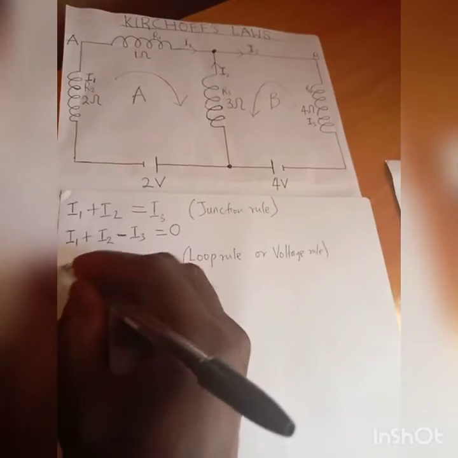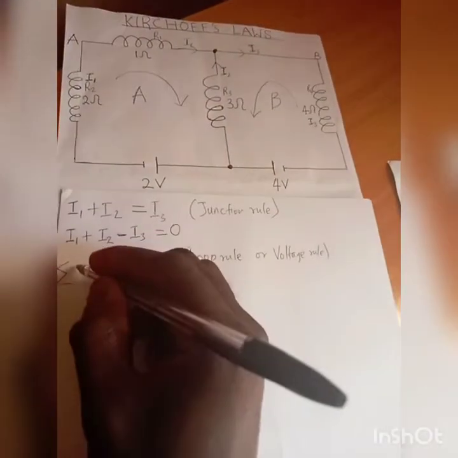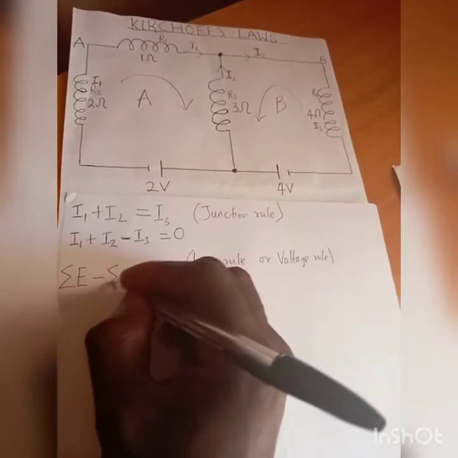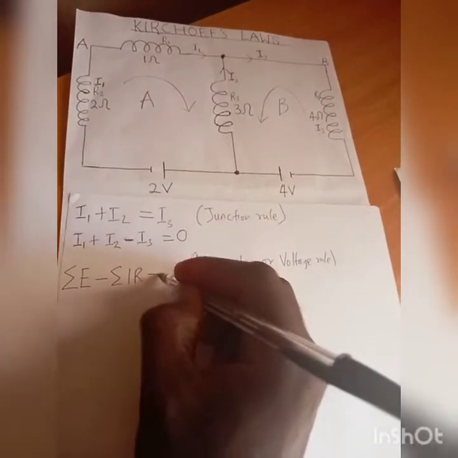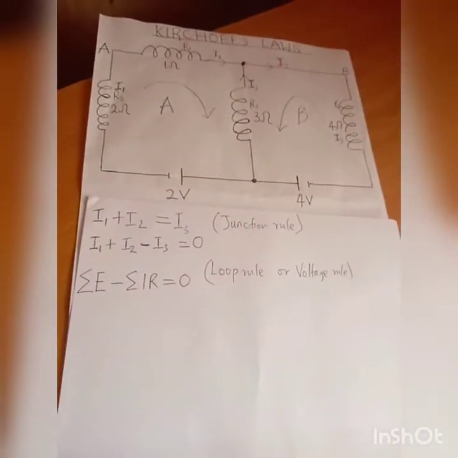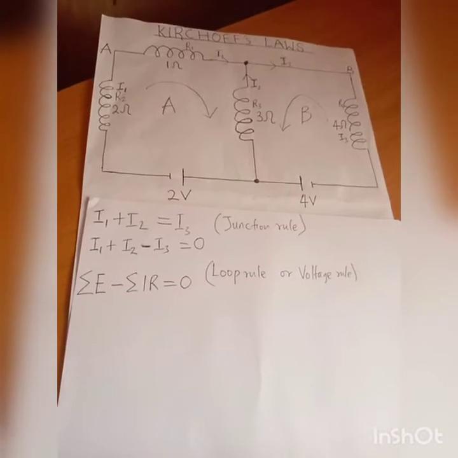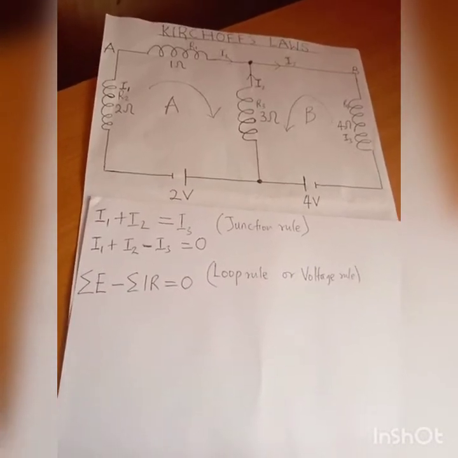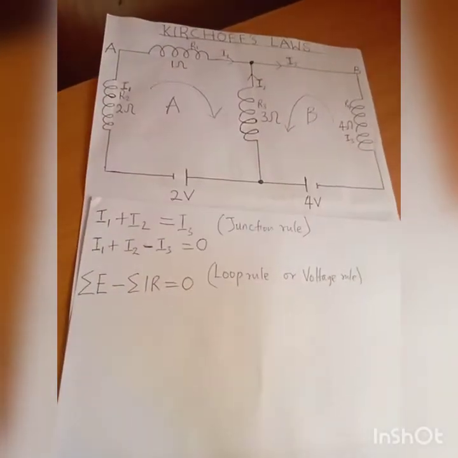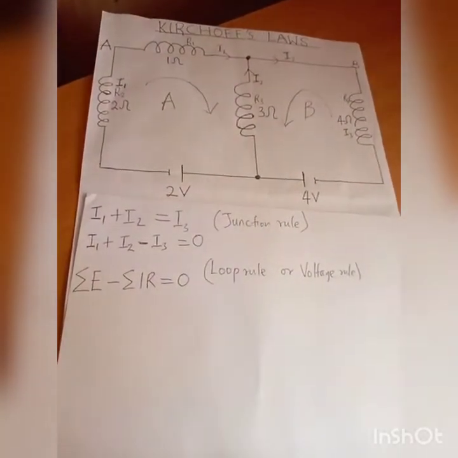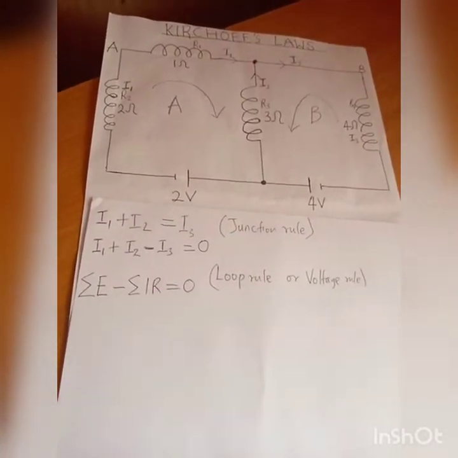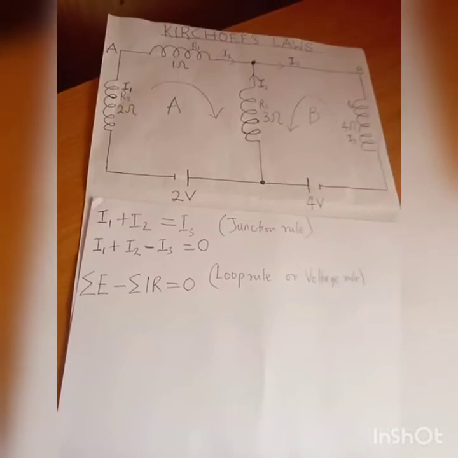Okay? Now, see what it says. The rule says that the summation of electromotive force minus the summation of all the potential drops will be giving you 0. That is how to represent it. Now, it is important to note that when the current is moving in the same direction as the loop, the current will be assigned a negative sign.